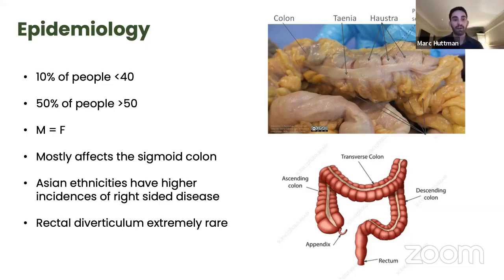Asian ethnicities have a higher incidence of right side disease, which can mimic appendicitis, but the typical exam and typical UK presentation will be left iliac fossa pain.